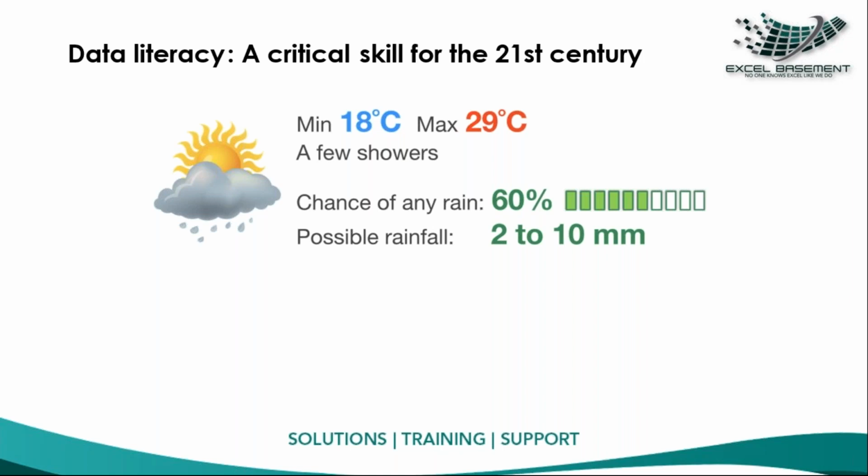So, data literacy, a critical skill for the 21st century. There is one picture on your screen which shows a weather forecast. Minimum is 18 centigrade, maximum is 29 centigrade. Chances of any rain is 60%, and possible rainfall is 2 to 10 millimeter.